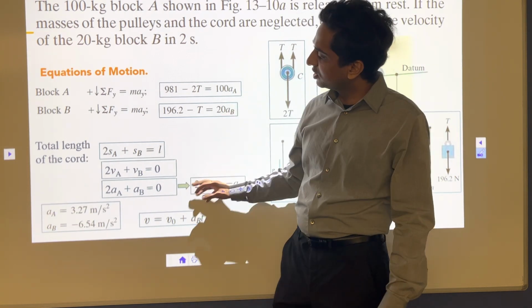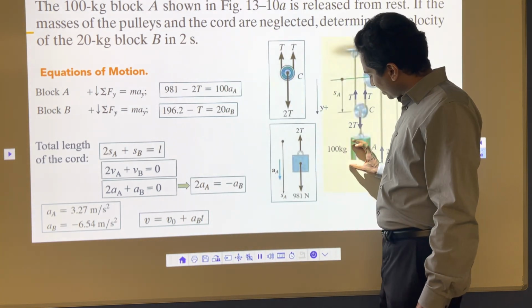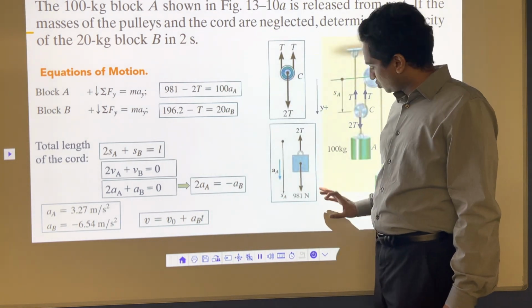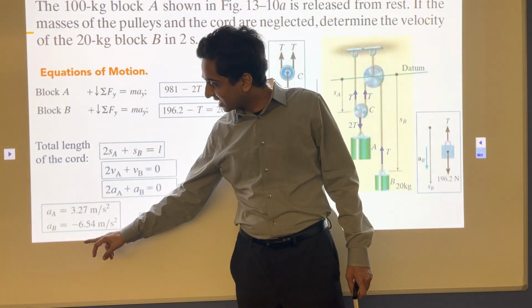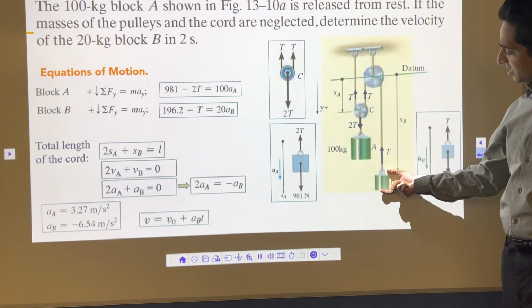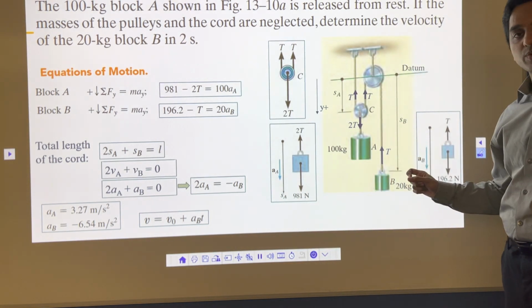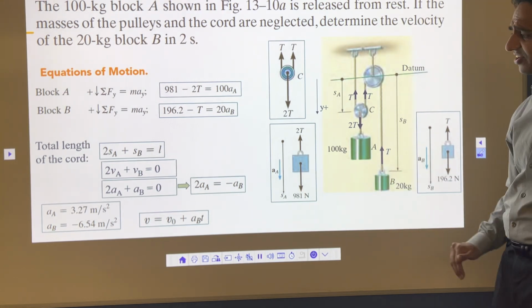So if you do this calculation, your acceleration of A is 3.27. As this one is going downward, it is positive. So acceleration of A downward 3.27. Acceleration of B upward 6.54. This one is moving in the upward direction with 6.54 meter per second square acceleration. That's the acceleration you get.